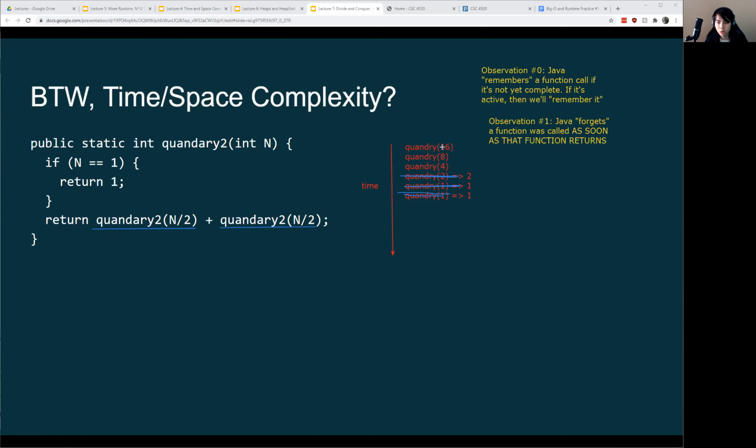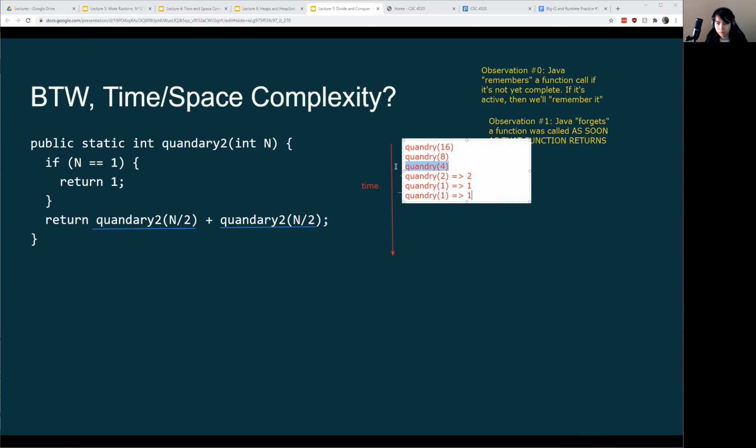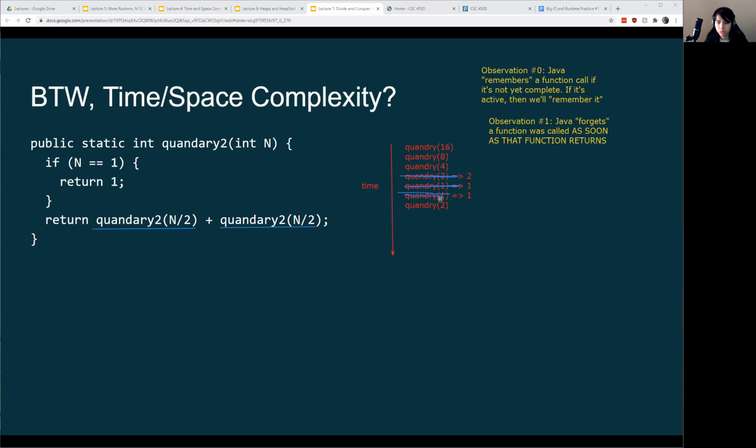So at this point, Java has to remember only 3 things. What's the next call Java makes? Go ahead and type in chat if you know. Right? We're in the middle now of calling quandary of 4. We just finished up with the first call to quandary of 2 in the middle of calling quandary of 4. So now we have to go and call quandary of 2 again. Since we call quandary of 2 again, we're going to do this whole song and dance again where we go in and we have to remember up to 5 things.